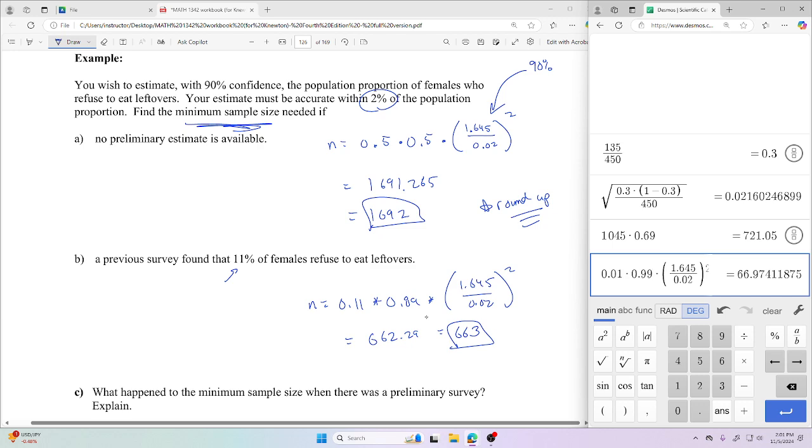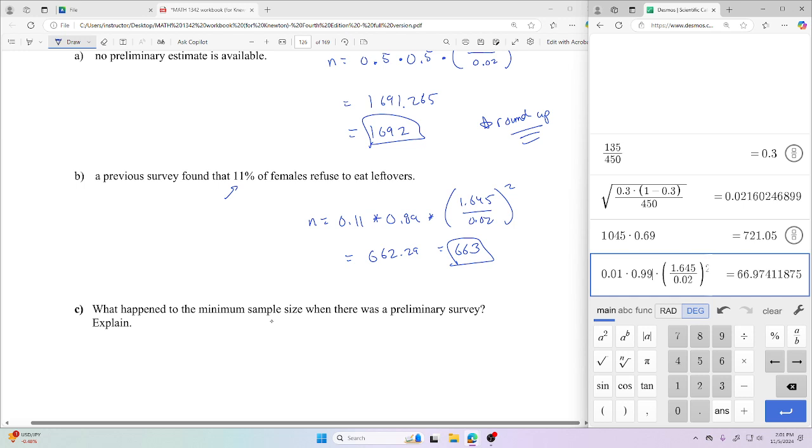But 50-50, if I have no clue, will maximize that number. Okay, so what happened to it? It went down. I don't know.